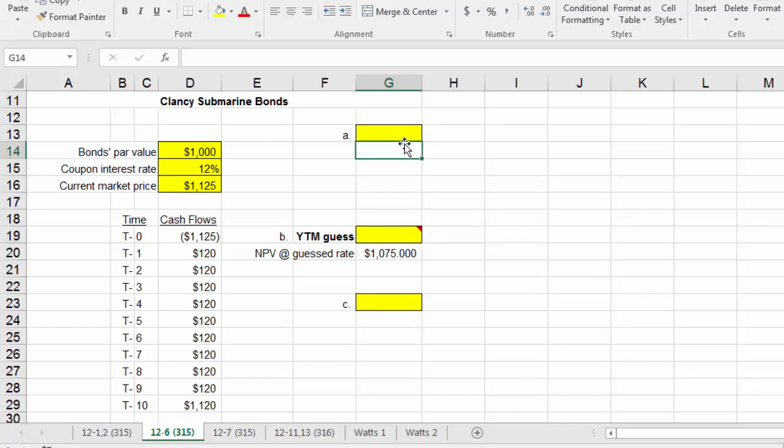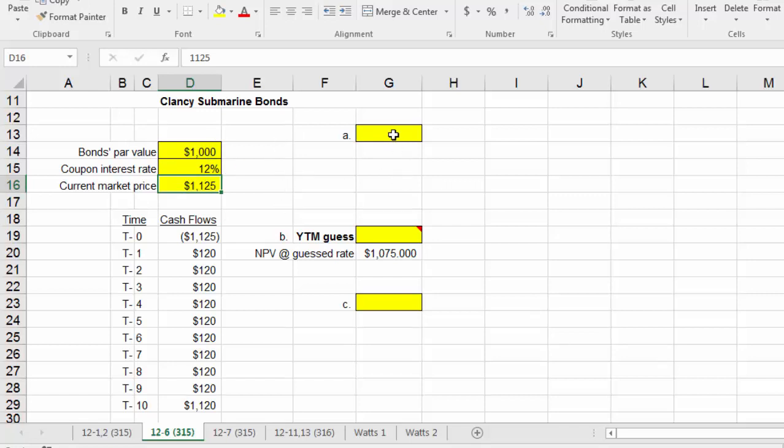Well, first off, in part A, it says, will the yield to maturity of this bond be greater than or less than the coupon interest rate? Answer this part without doing any calculations. How do we deal with that? Well, look at the price compared to par. The price went up compared to par. What does that mean? What happened to interest rates? They must have gone down.